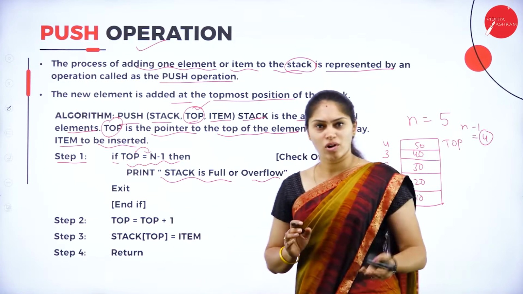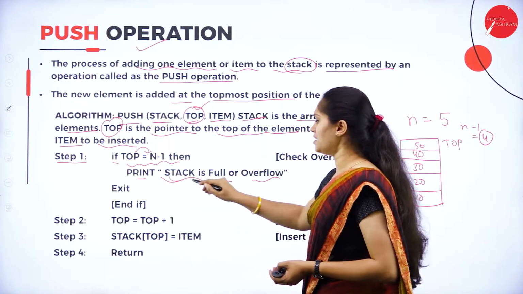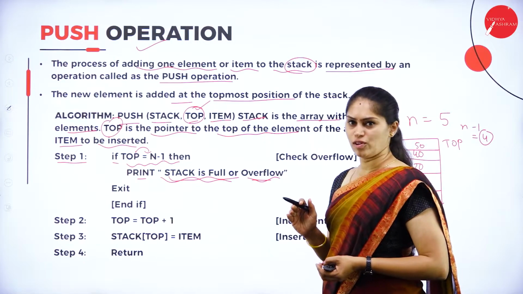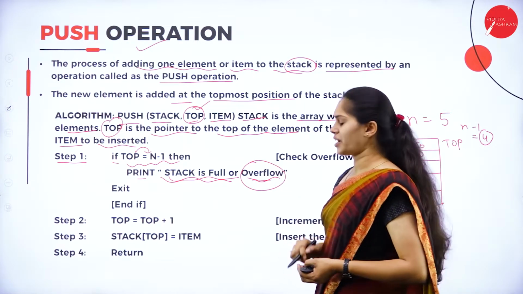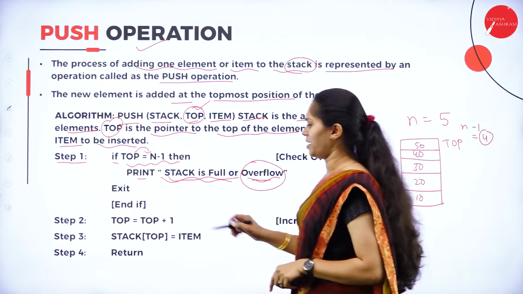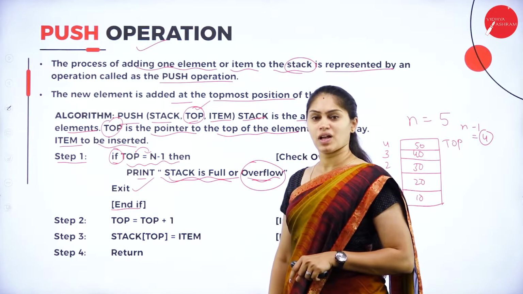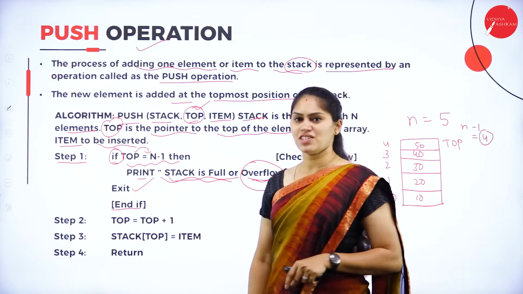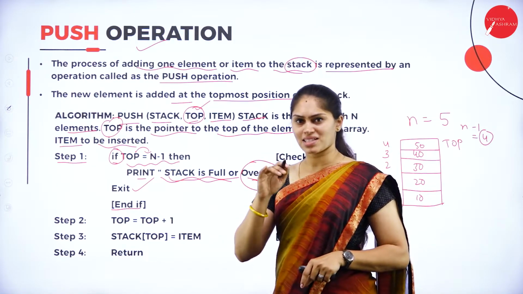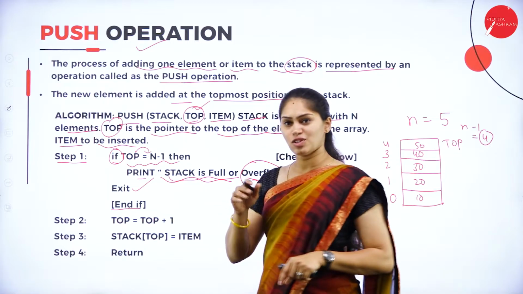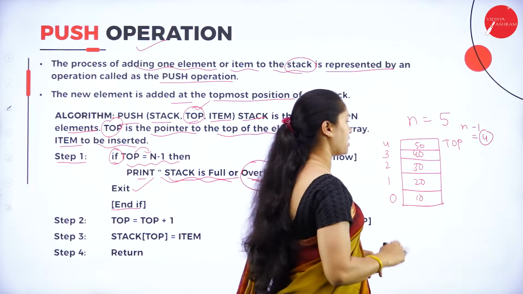So at that time what needs to be displayed? Print stack is full or overflow. When we are at the overflow condition, we can't add a new element. So just exit and end the if condition. Or else, just imagine the stack is not at the maximum size, or top is not equal to n minus 1.